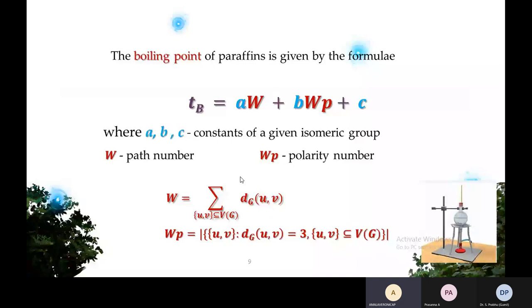So when you find your W and WP along with the constants A, B, C, you can predict your boiling point. So what I do manually, I just take a molecule, convert it as a molecular graph, find W and WP, take the 3 constants and put them in the formula, I get a value, and that value I can call the boiling point. Instead of going to the laboratory, I can very well find the boiling point.